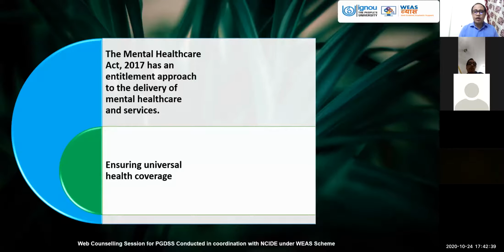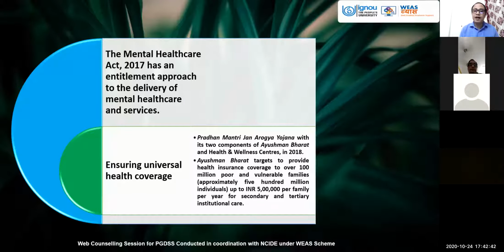For ensuring universal health coverage, we have the Pradhan Mantri Jan Arogya Yojana with its two components. One is Ayushman Bharat and another is the Health and Wellness Centres in 2018. Like we have the Fit India Movement, right? Ayushman Bharat also targets to provide health insurance cover to over 100 million poor and vulnerable families, approximately 500 million individuals, up to Indian rupees 5 lakhs per family per year for secondary and tertiary institutional care. So we are aggressively implementing a number of new and very important schemes and programs to achieve the goals.